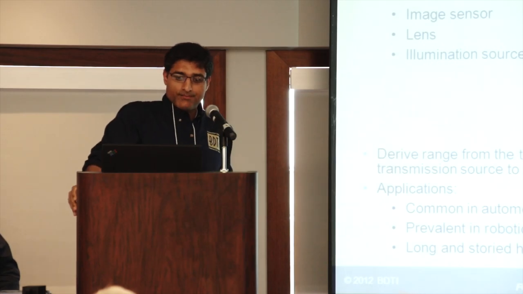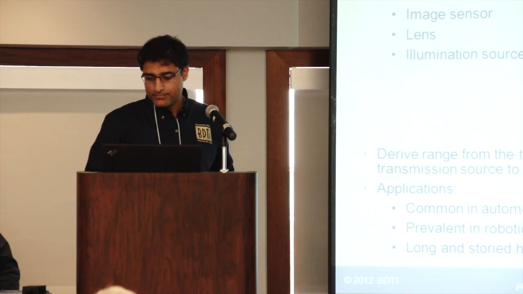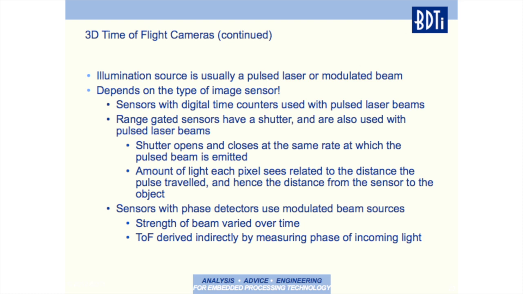Some of the applications these are used in: very common in automotive for pedestrian detection and driver assistance, prevalent in robotics, and they have a long and storied history in military and defense and aerospace. The illumination source is usually one of 2 types. It's either a pulsed laser beam or a modulated beam. And the type of beam is dependent on the type of actual time-of-flight sensor.